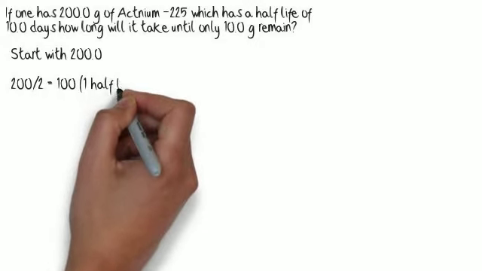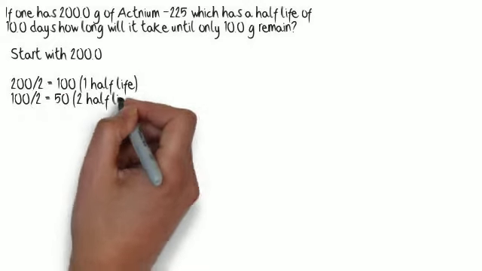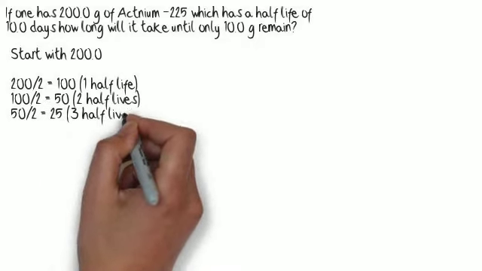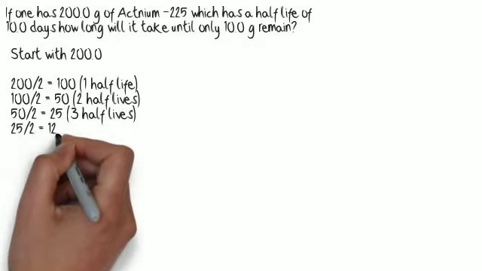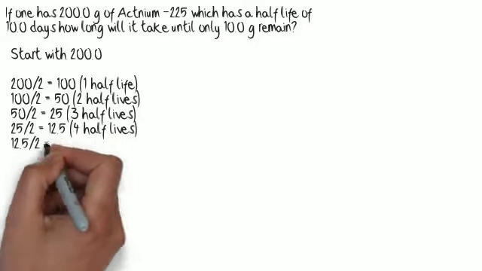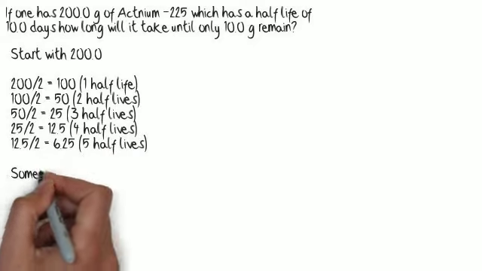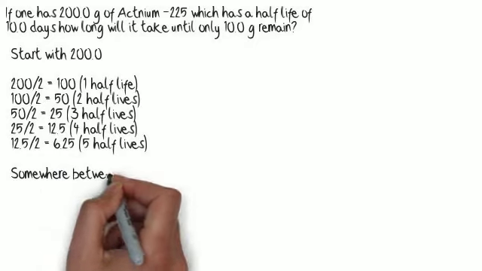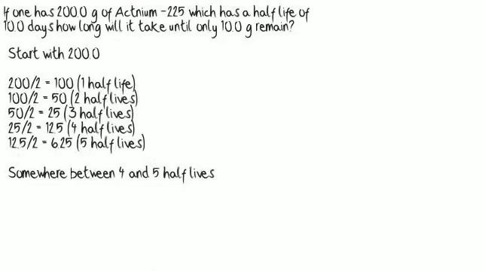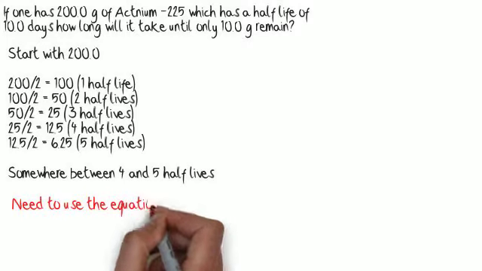And 200 divided by 2 is equal to 100. That's 1 half-life. 100 divided by 2 equals 50. That's 2 half-lives. 50 divided by 2 is 25. That is 3 half-lives. 25 divided by 2 equals 12.5. That's 4 half-lives. And 12.5 divided by 2 equals 6.25. That's 5 half-lives. So we're somewhere between 4 and 5 half-lives, because we want to figure out how long it takes to get to 10.0 grams. We're past 4 half-lives, but we're not quite to 5 half-lives. So we need to use the equation to actually solve this problem.